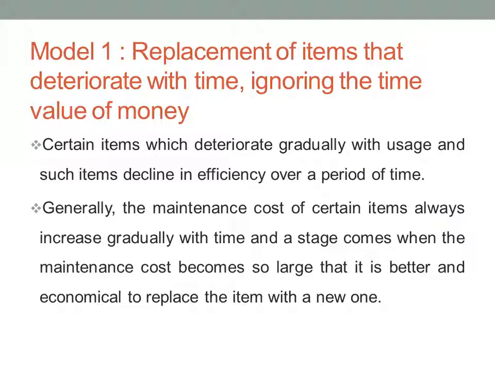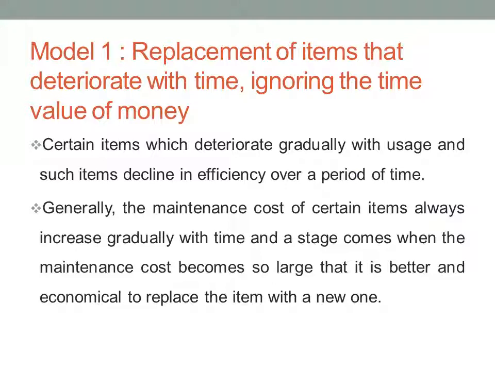Model 1, replacement of items that deteriorate with time, ignoring the time value of money. We know very well whenever we are using an equipment for some years, it gets worsened year by year. And the maintenance cost of such equipments increases whenever it gets older. And we need to find the particular year and the cost which is involved in maintaining that particular equipment, so that whenever the maintenance cost goes beyond a certain limit and it is not profitable also, we need to replace that machine with a new one. So this kind of replacement comes under this particular model where we are not considering the time value of money.